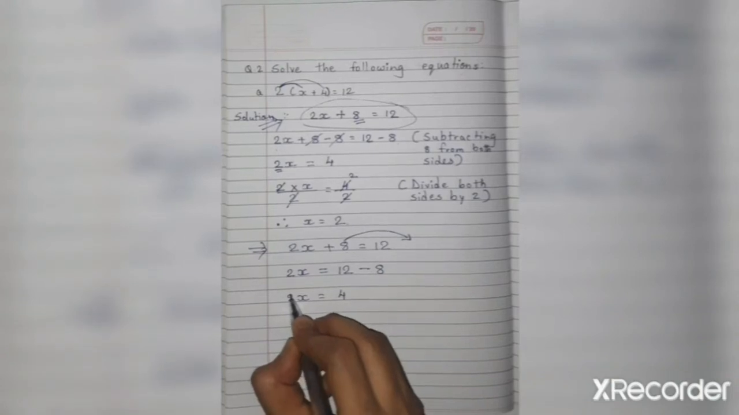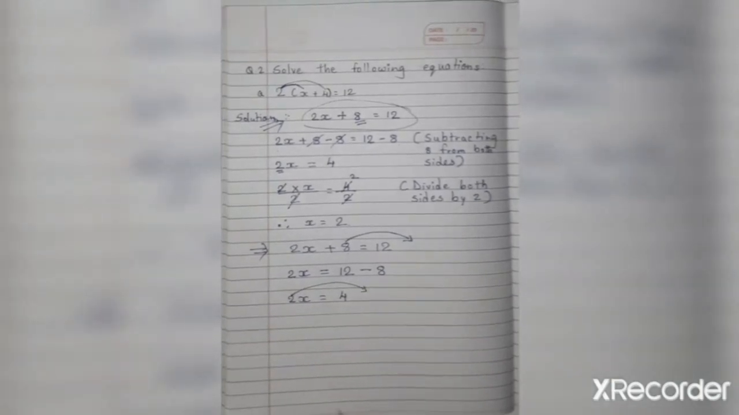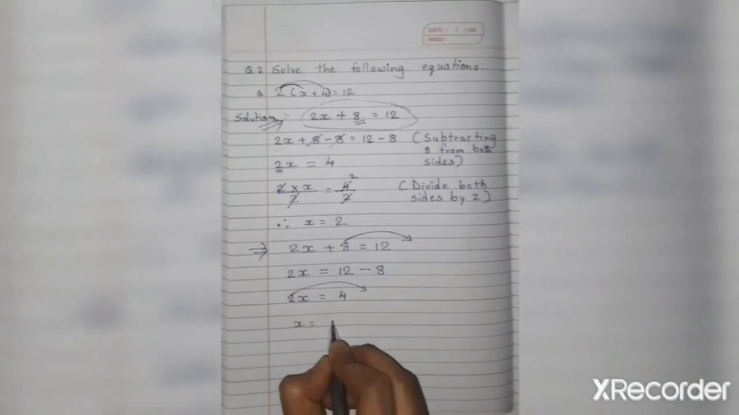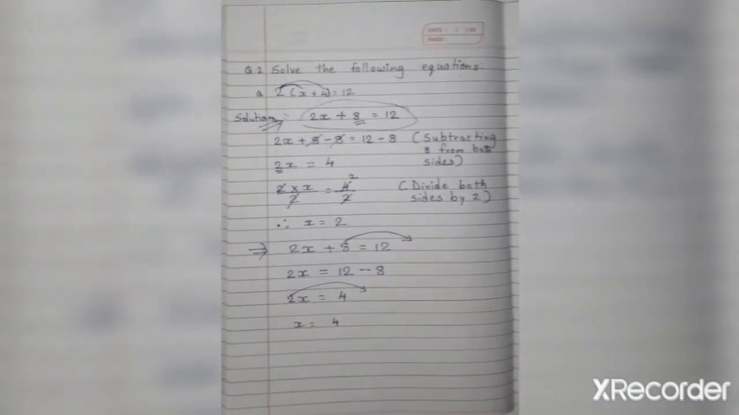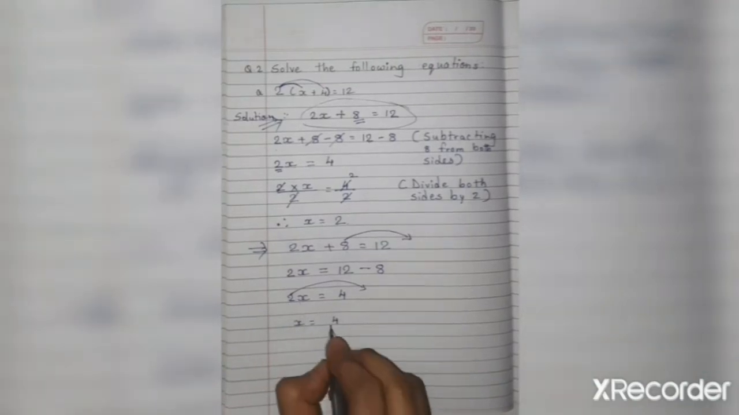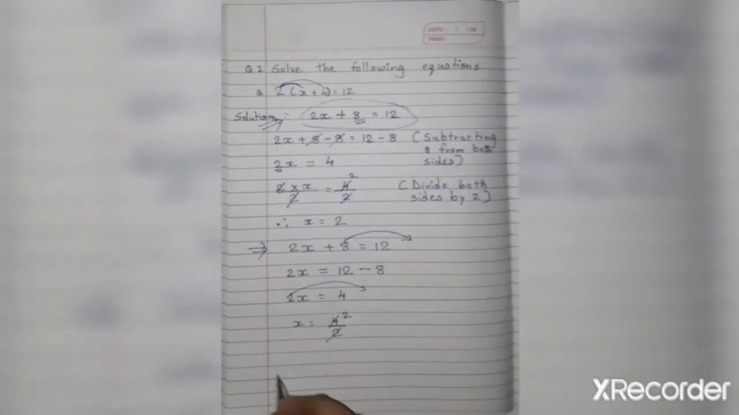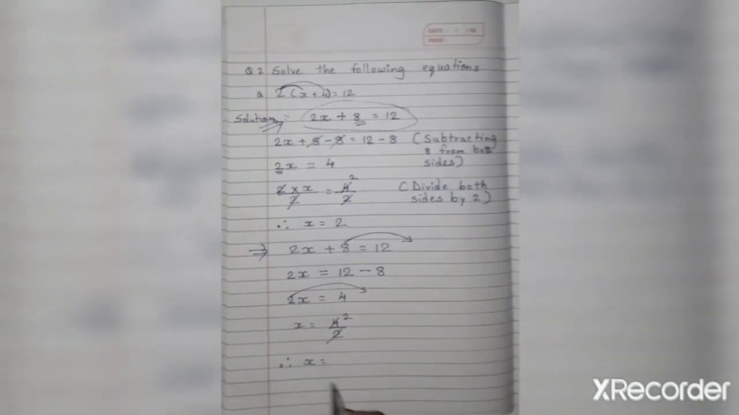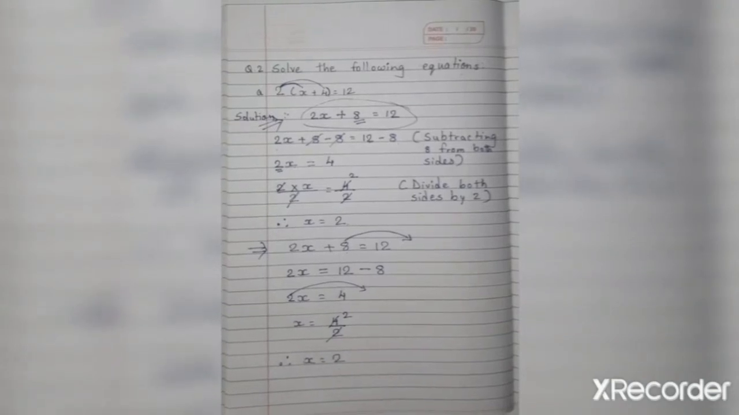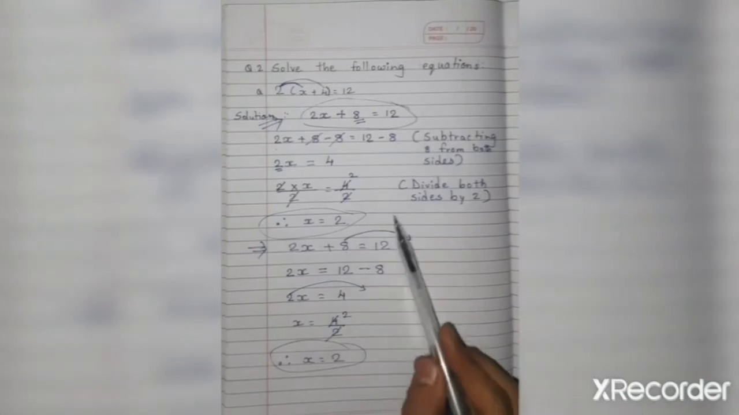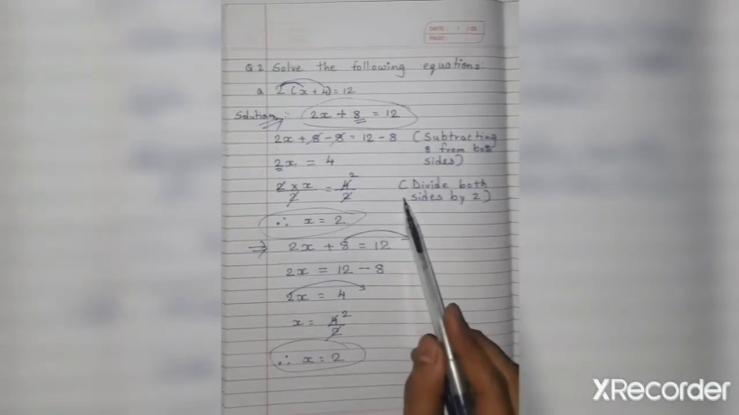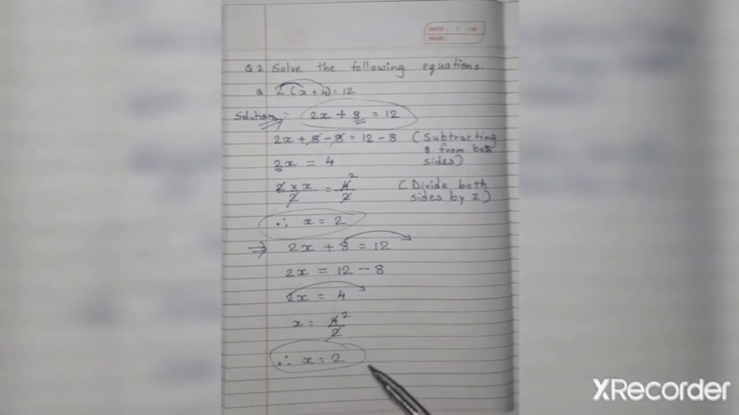Now transfer 2 from left hand side to right hand side. So x equals to 4 multiplied by 2 or divided by 2. Here 2 is in multiplication. So here we will divide. You can cut 2 2s are 4. So x equals to 2. The answer will remain same in both the methods. If you are comfortable in this method, you can solve equation in this method.